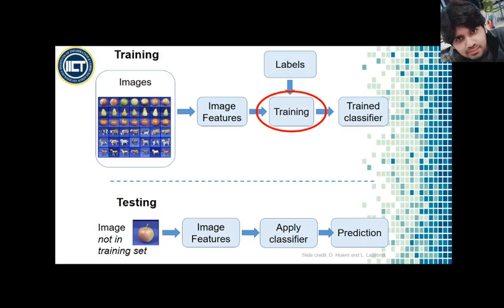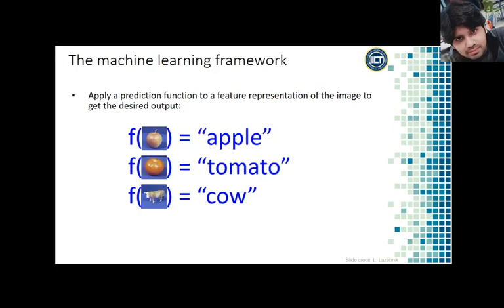So the trained classifier should be able to generate a function which, if provided with a particular image, can produce a certain label or can produce a certain answer. So when we apply a prediction function to a feature representation of the image to get the desired output, if we have this image, we extract the image features and give them to the trained model, then we assume that we get this output from the trained classifier. Similarly, for this image we want to get this output, for this image we want to get this output.